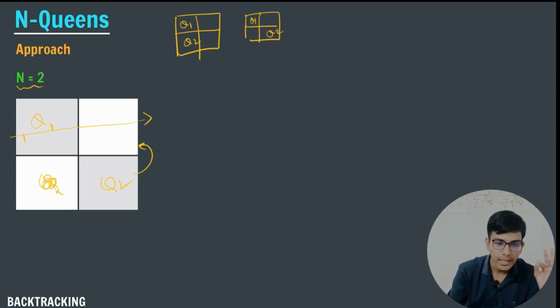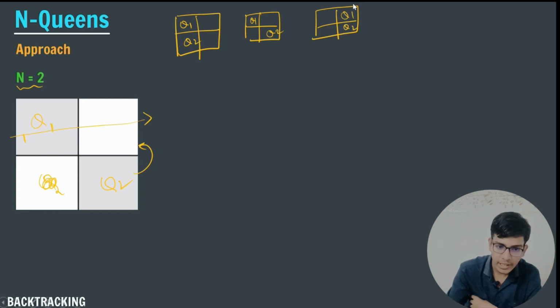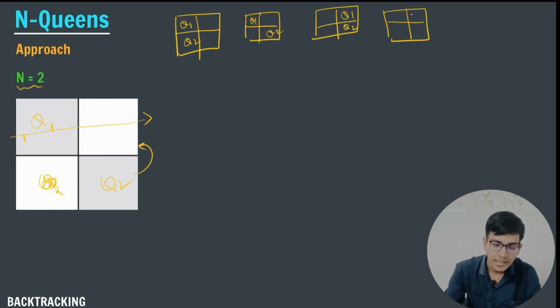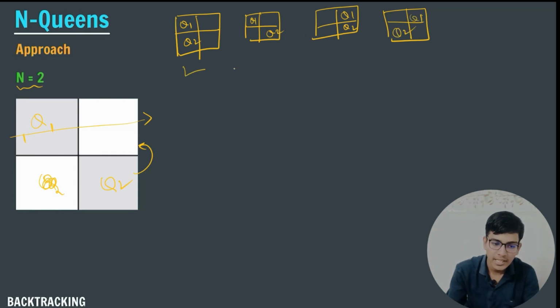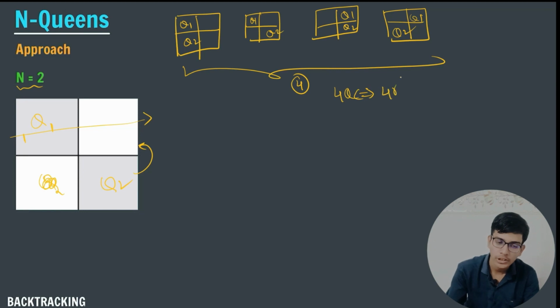Okay, so here I can place my first queen here. After that my second queen here. After that another final possible combination will be I can place my first queen here and the second queen here oppositely. So these are the four combinations that can be possible, four queens in four rows. These are the total possible combinations for placing my n queens in n columns.